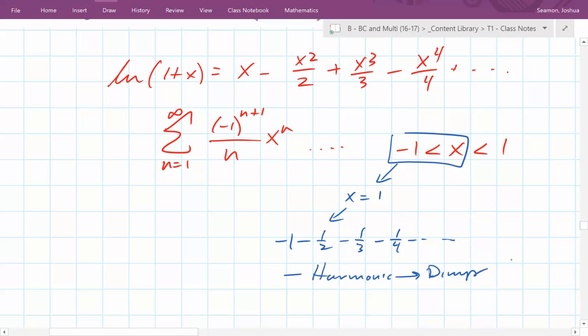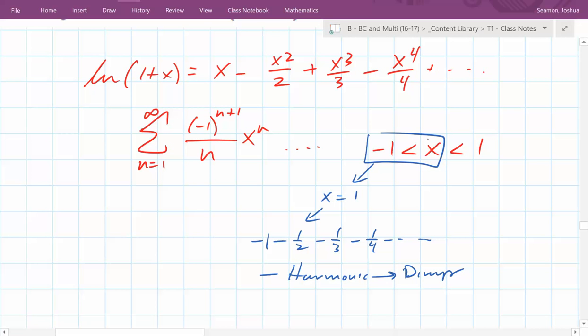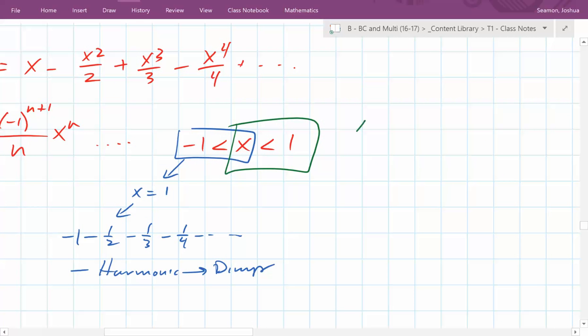Diverges. But then if you plug in 1, you end up with what? 1 minus a half plus a third minus a 4th. What's that? Alternating harmonic, which does what?